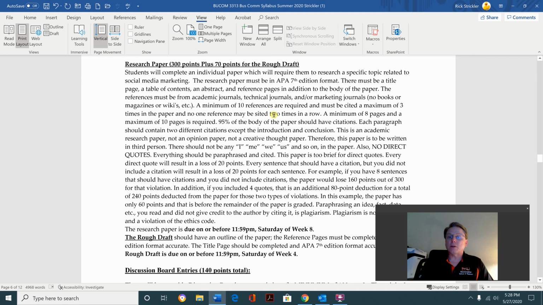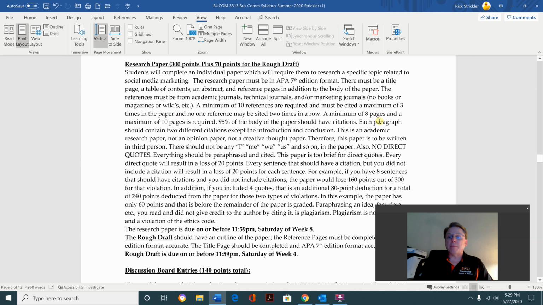A minimum of 10 references are required and each must be cited a maximum of 3 times. So you can't get 10 references and cite one reference more than 3 times. Also, you can't cite the same reference 2 times in a row. Each paragraph should have 2 citations and they should be different. But your last citation in one paragraph should not be the first citation in the next paragraph. And of course, in one paragraph, you shouldn't have the same citation twice.